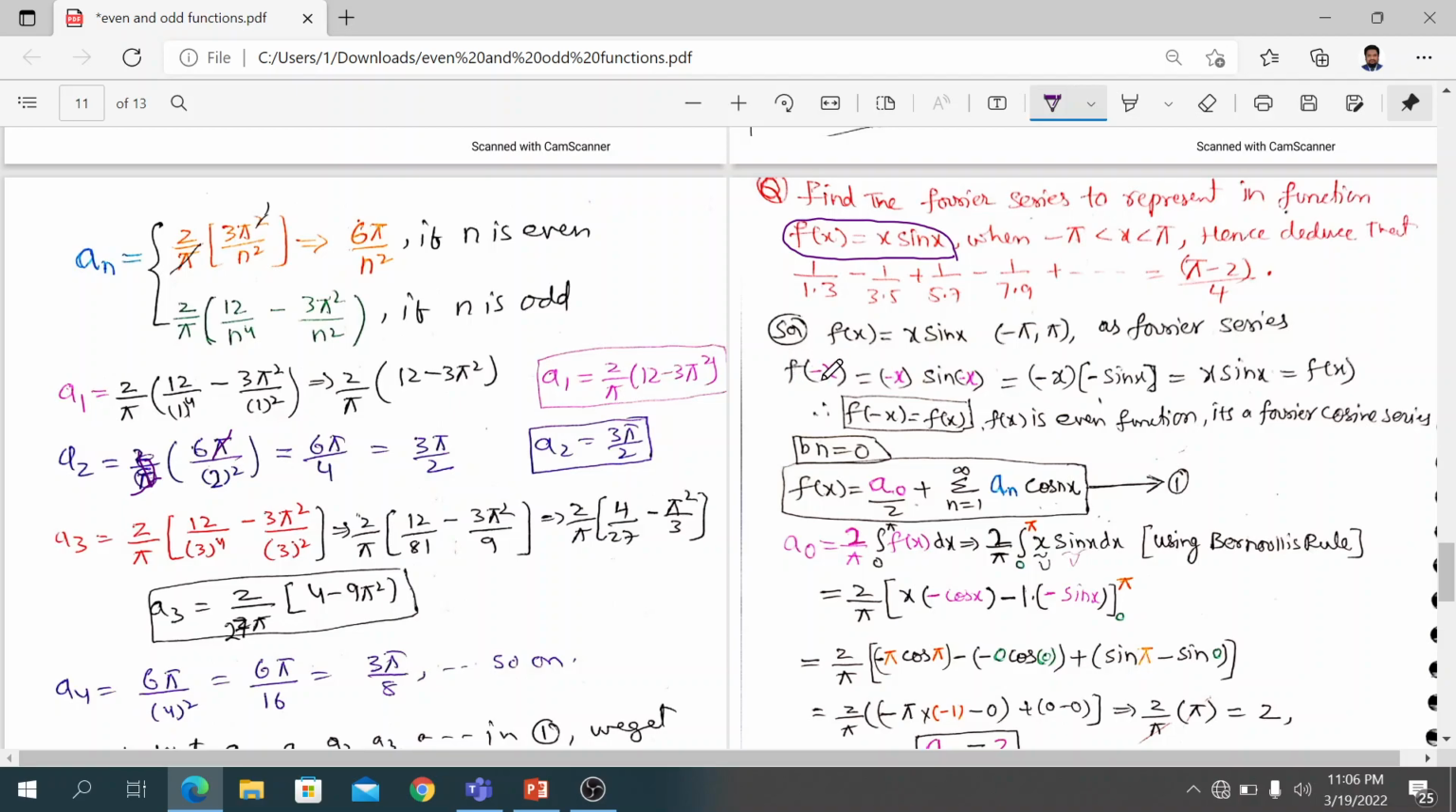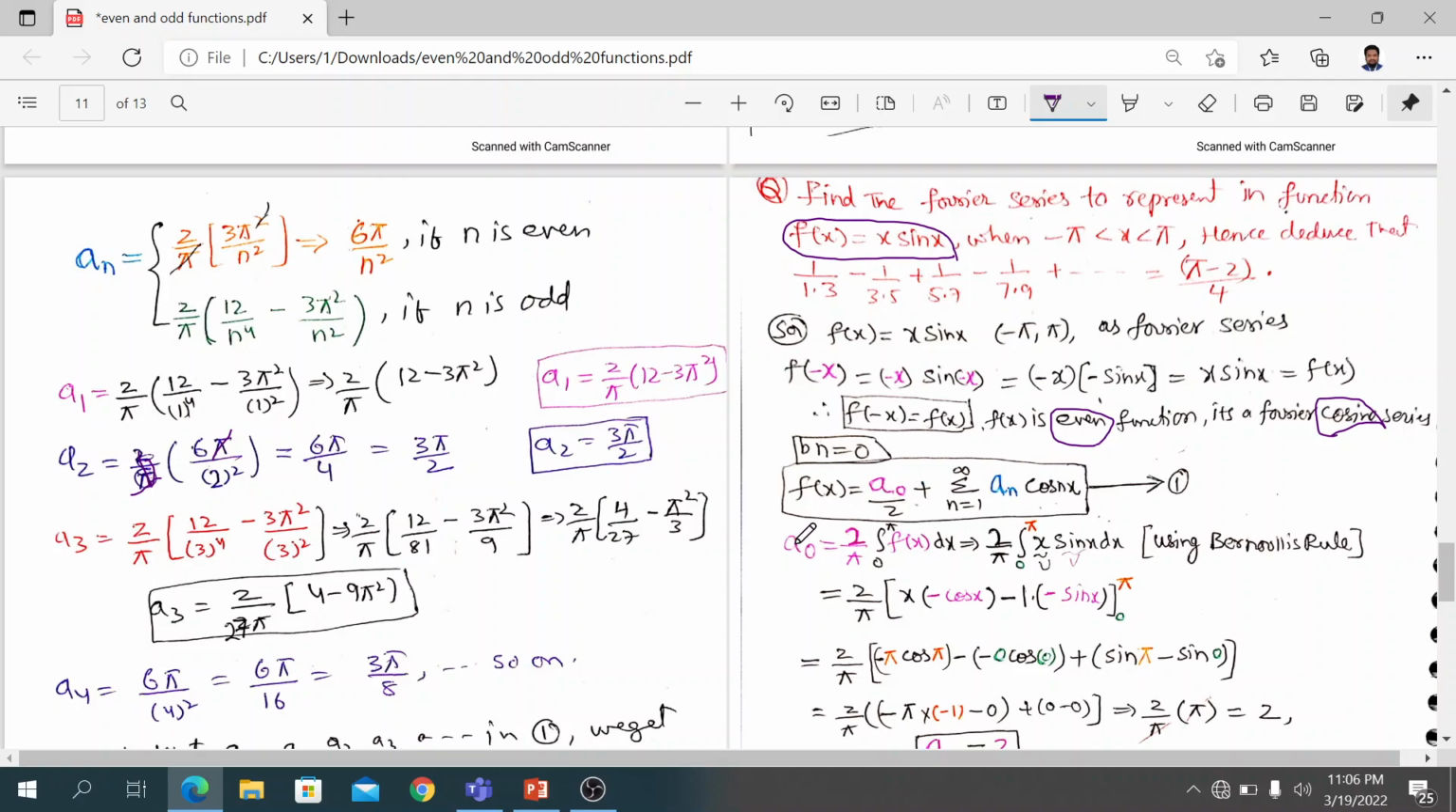Now f of minus x, so minus x sine of minus x. As we know, sine of minus x is minus sine x, so minus into minus plus, x sin x. This is the same as f of x, positive, which means it is even. Even means it is a cosine series where the bn value is 0, and f of x is equal to a naught by 2 plus sigma n equals 1 to infinity an cos nx.